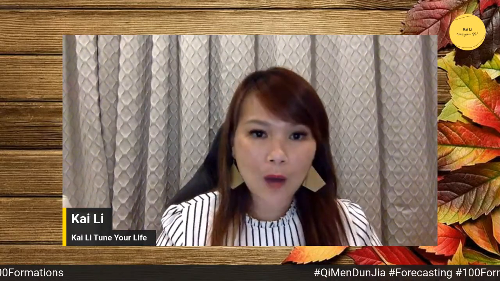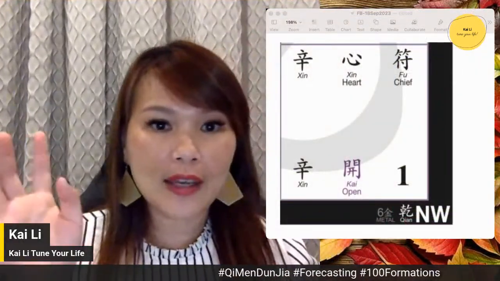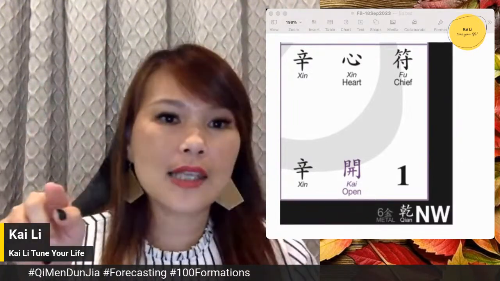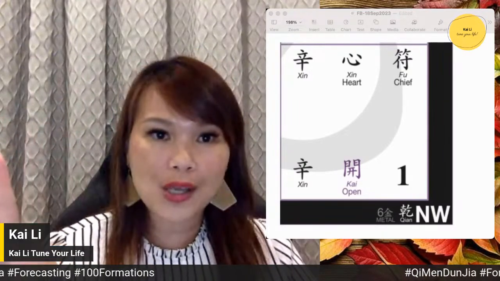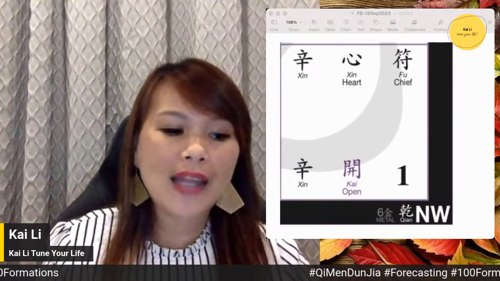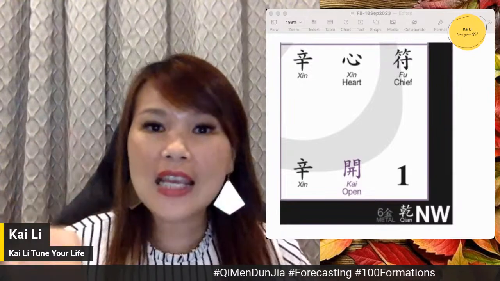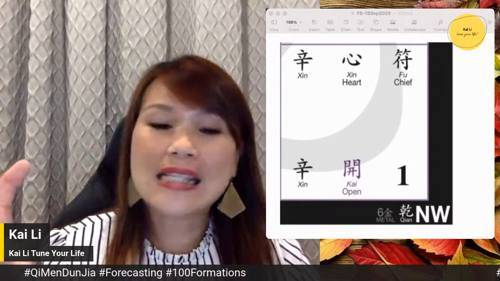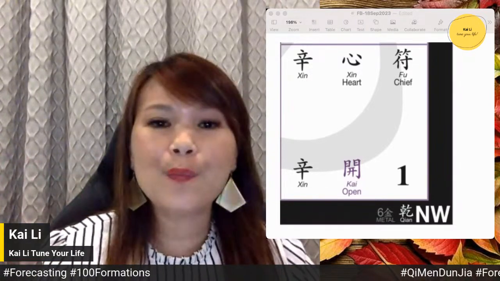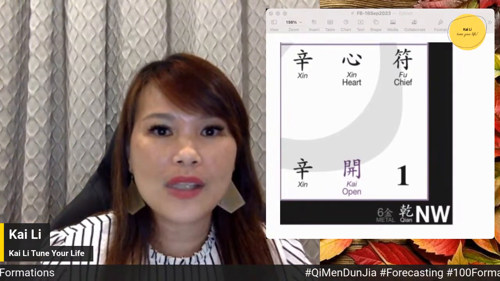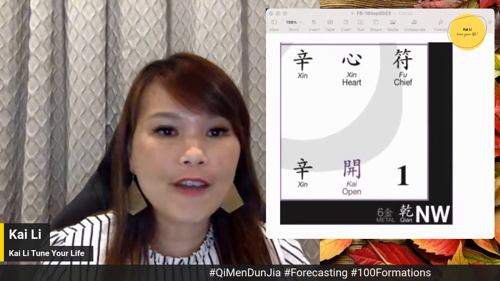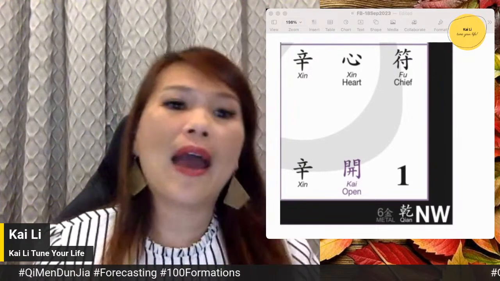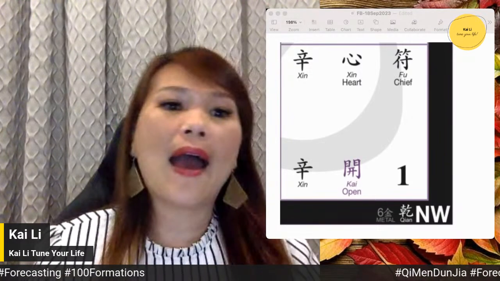Okay, so now let's take a look at an example. Xin and Xin. Remember, Xin and Xin is the FuYin. This formation is called the Grand Heaven FuYin. And let's say this question is asking about health. Because you can see there is a Heavenly Heart.